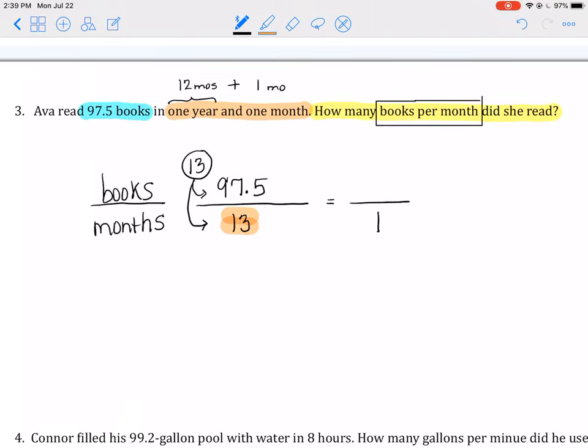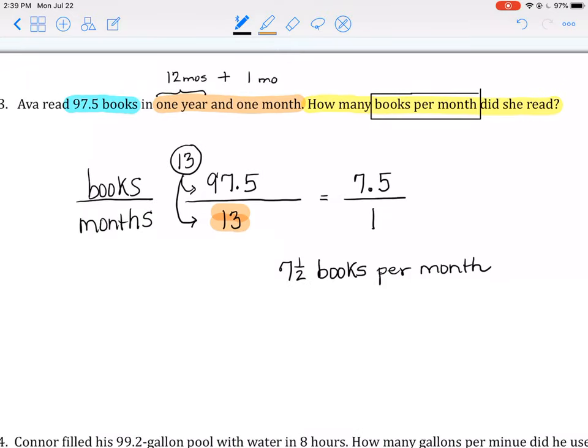So 97.5, is it about 8? It is, but not exactly, so don't make guesses. 7.5 books per month. That's pretty good, depending on what kind of books they are. Now, I don't know how old Ava is, but even if she's a little kid, that's still pretty good for 1 month of reading. She's certainly doing better than I would be doing.